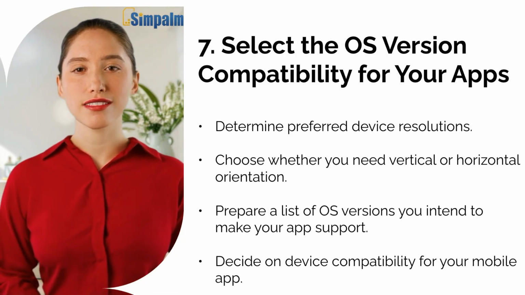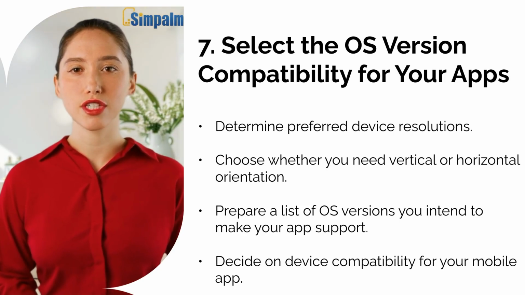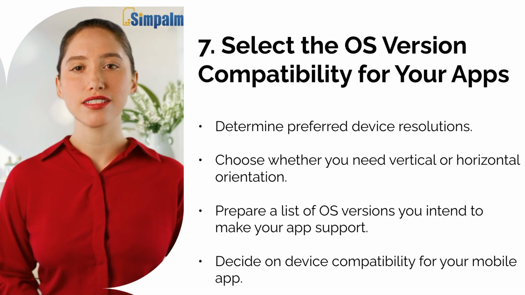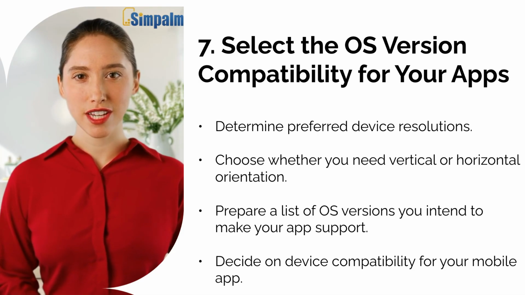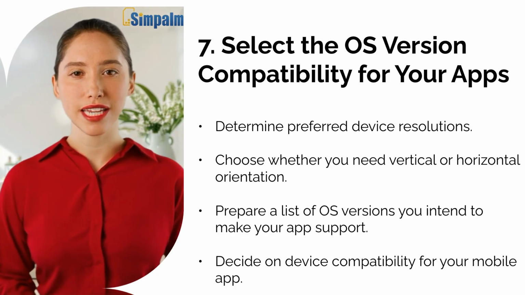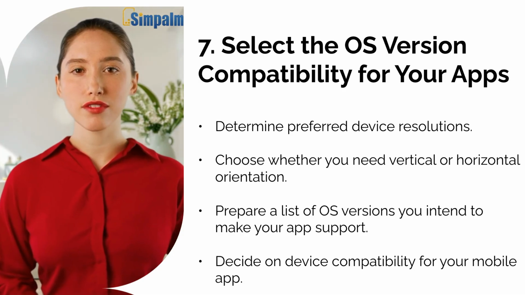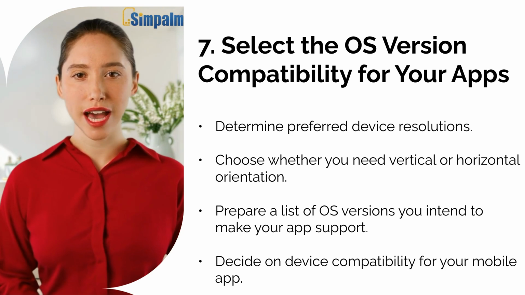Point 7. Select the OS version compatibility for your apps. Both Android and iOS devices have their respective OS versions embedded in their devices. When deciding on developing a mobile application on either or both of the platforms, you must also specify the OS versions you want the app to be compatible with.